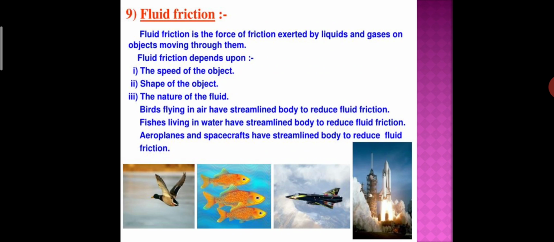See how birds fly in the air. Birds flying in the air have a streamlined body. Why? To reduce fluid friction. Fishes living in water also have a streamlined body to reduce fluid friction. Aeroplanes and spacecraft have a streamlined body. Why? To reduce fluid friction.